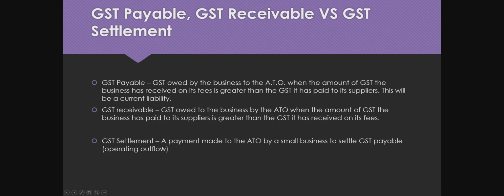And GST settlement is a payment made to the ATO by a small business owner to settle the GST payment. It's an operating outflow. So this happens, let's just say we owe the ATO $1,000 for GST. GST settlement is when we actually pay the cash to the ATO.